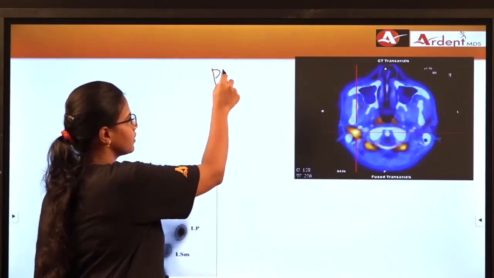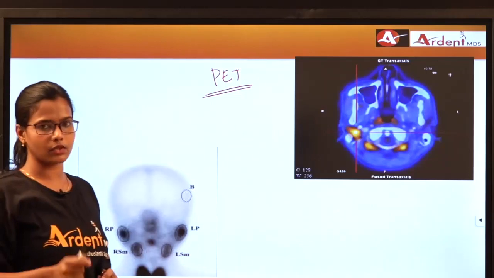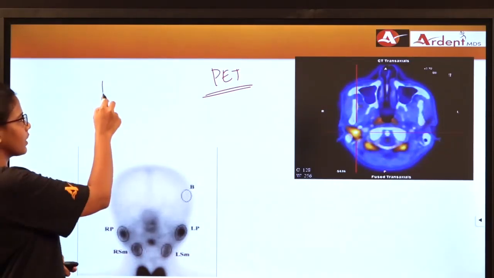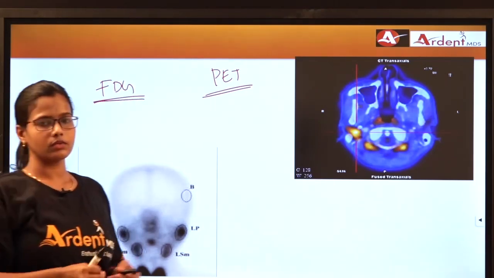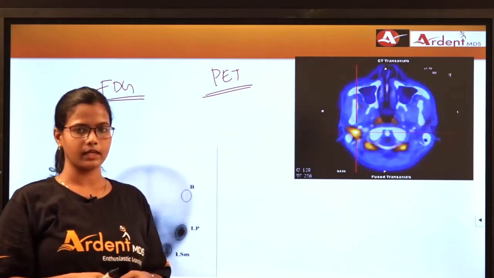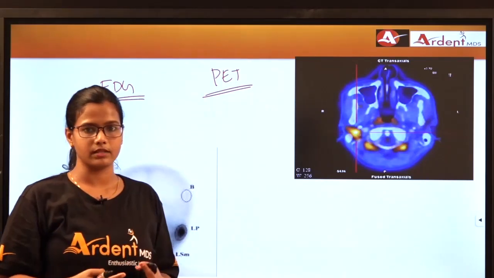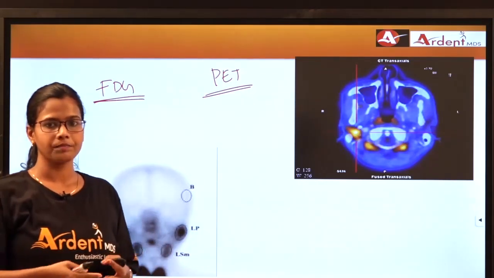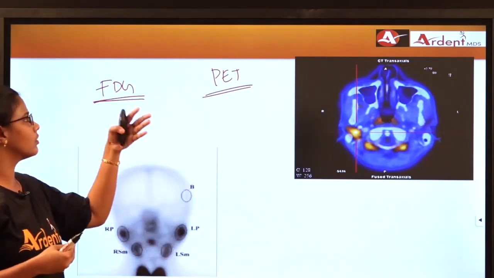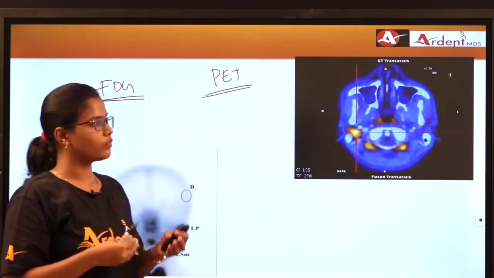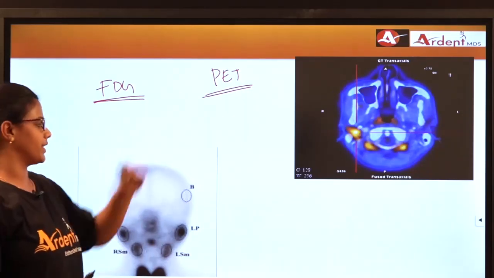Then comes the other imaging modalities. This is PET scan. PET scan means positron emission tomography. It is done by using a compound known as FDG, which means fluorodeoxyglucose. The importance of fluorodeoxyglucose is that it will accumulate in areas where there is more metabolic activity. So we know in cases of carcinoma there will be more metabolic activity of the tissue. So this FDG tends to accumulate in those areas, and we can easily identify the tumor with FDG PET.